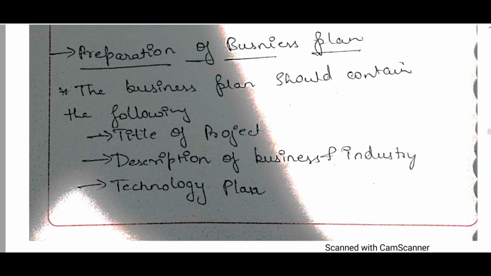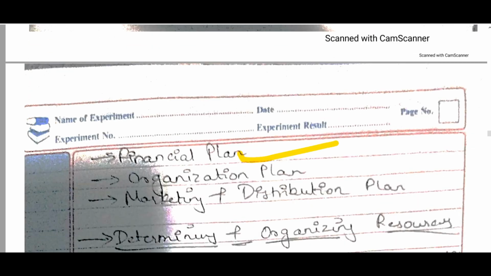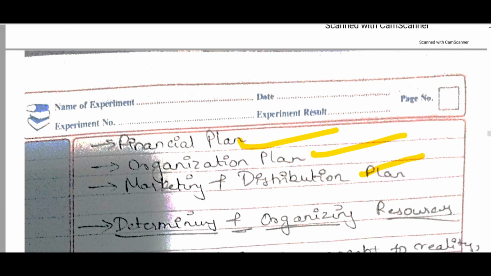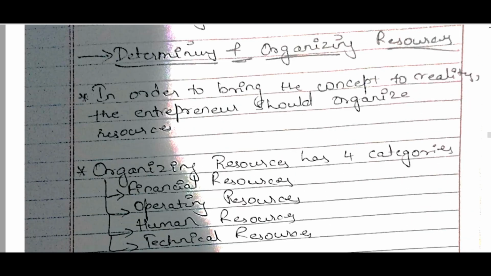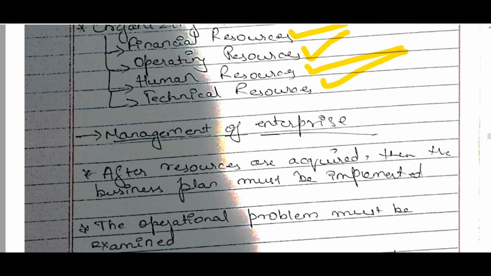Preparation of business plan. Once the opportunity is evaluated, the plan will be created. The business plan should include title of the project, description of the business and industry, technological plan, financial plan, organization plan, marketing and distribution plan. Determining and organizing resources. In order to bring the concept to reality, the entrepreneur should organize resources. Organizing resources has four categories: financial resources, operating resources, human resources, technical resources.